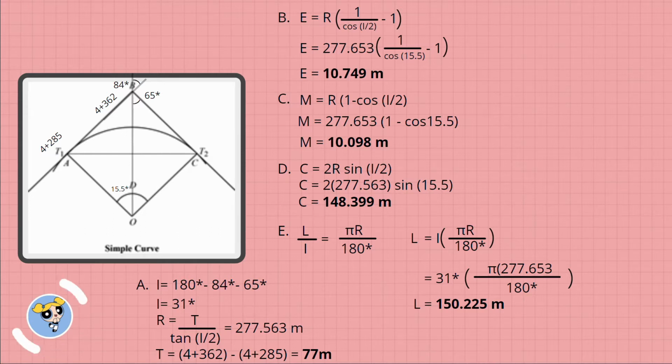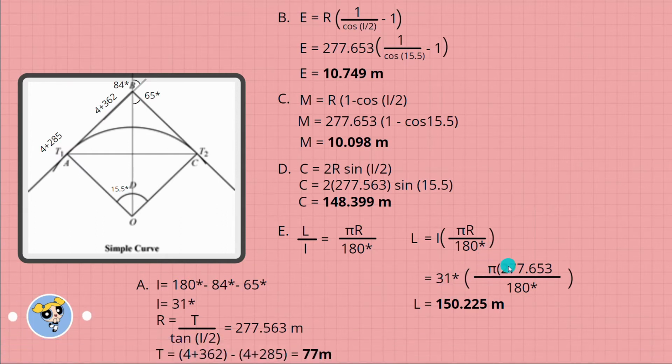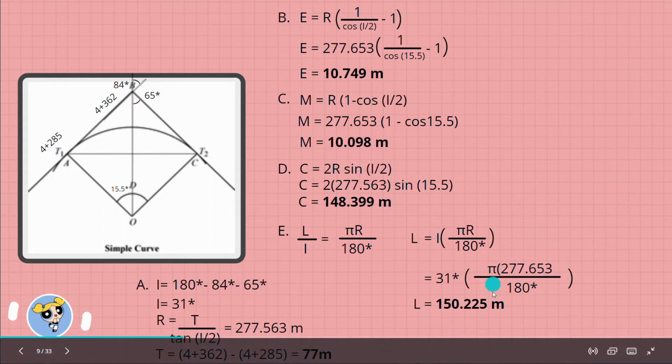Lastly, determine the length of the curve. Since the degree of curve is not given, we will use the formula L is equal to I multiplied by pi r over 180 degrees. So 31 degrees, which is our central angle, multiplied by pi, multiplied by the radius, 277.563, divided by 180 degrees. Therefore, the length of the curve is 150.225 meters.